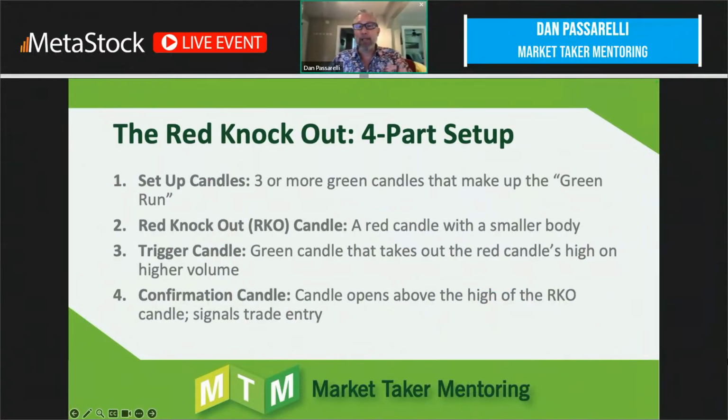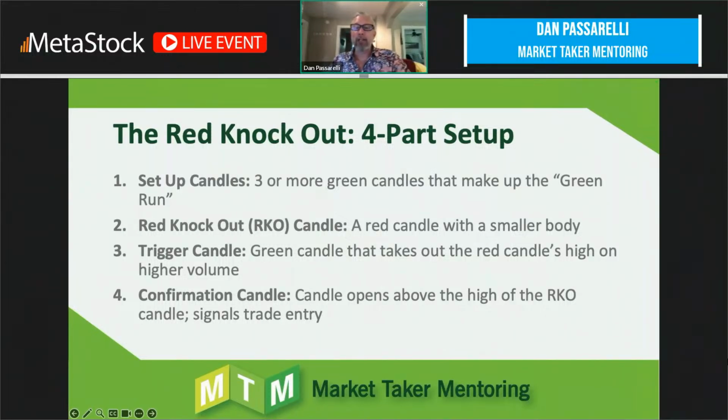So let me start by listing the steps in the red knockout system, and then we'll zoom in and go through some examples. So this stuff is important here. Write this down. Step 1 is the setup candles. That's 3 or more green candles that make up what we call the green run. Next, if the pattern keeps materializing, we'll see a red knockout or the RKO candle. That's a red candle with a smaller body than each of the previous 3 green candles. Then we have the trigger candle, which is a green candle that takes out the red candle's high on higher volume. And then finally, we have the confirmation candle that if that materializes, we'll see a candle that opens above the high of the RKO candle, and that's the one that signals trade entry.